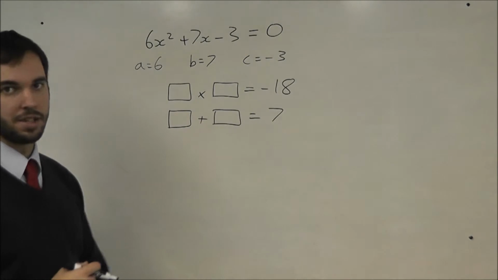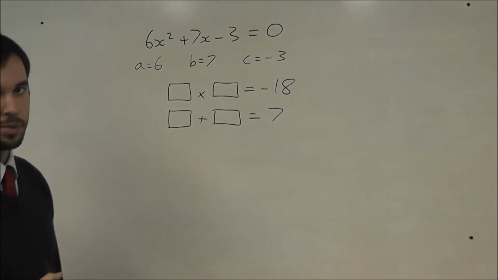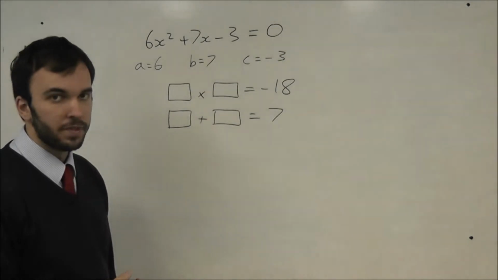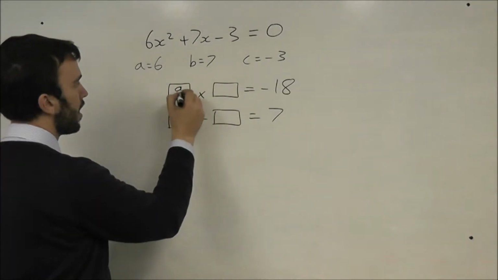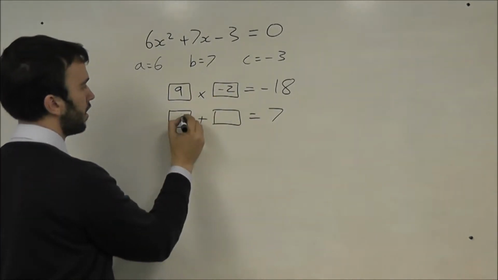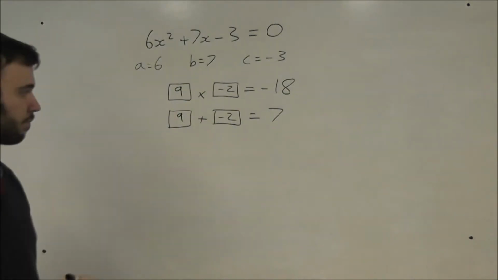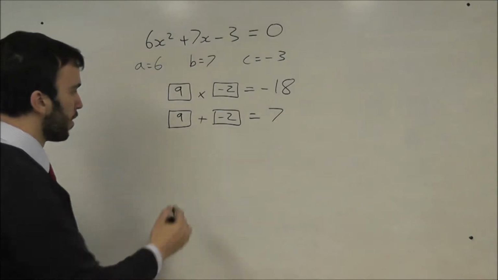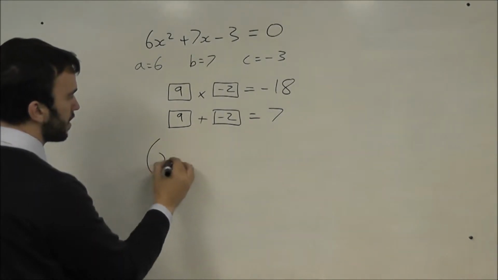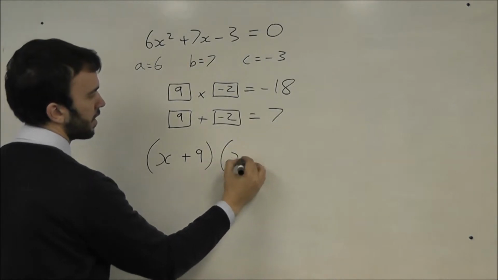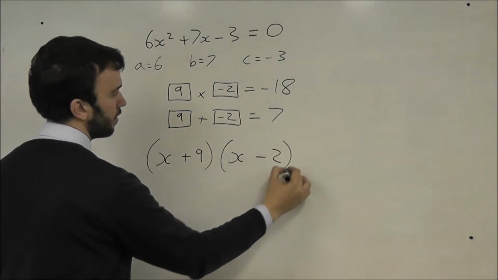Seeing that it's a negative number, I know that one of them is going to be negative. And as we know, 9 take away 2 is 7. So I think it's 9 and -2. Now, once again, we put these into our parentheses. So we say x plus 9 and x minus 2.